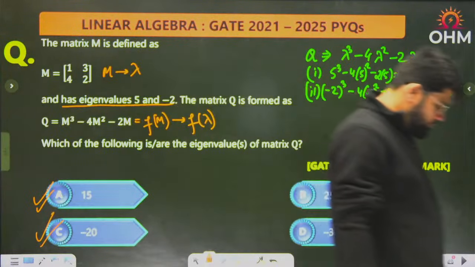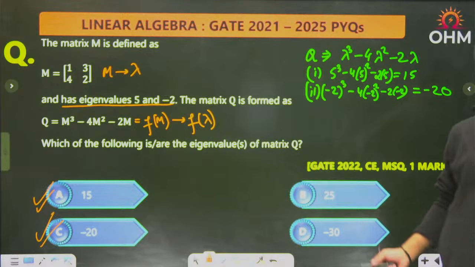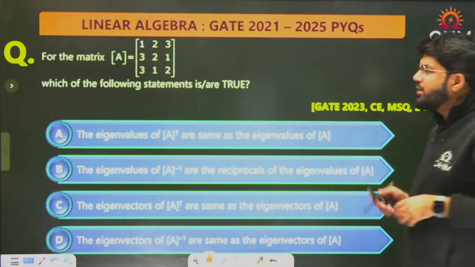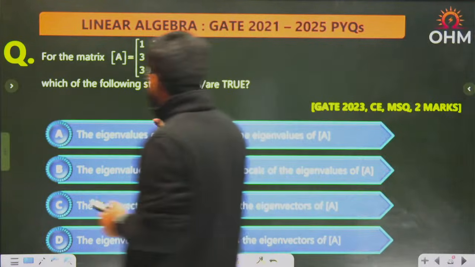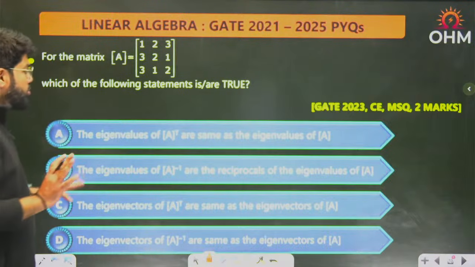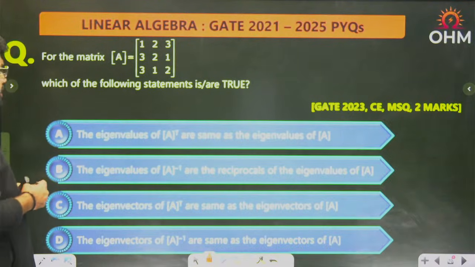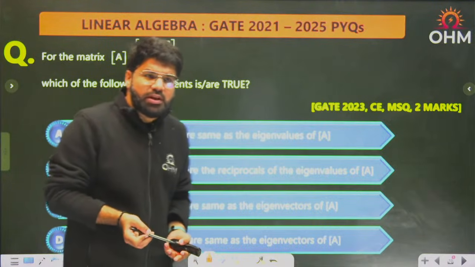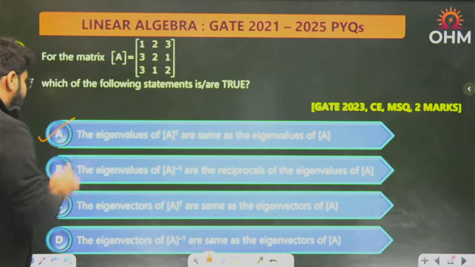A very direct question on the same property. Next question, dear. Here it is. Direct 2 mark MSQ question. What is given? For the matrix A given, which of the following statements is or are true? Let us see whether we need the matrix or not. The eigenvalues of A transpose are the same as eigenvalues of A. I told you this is a general property for any matrix A, the matrix is not required.